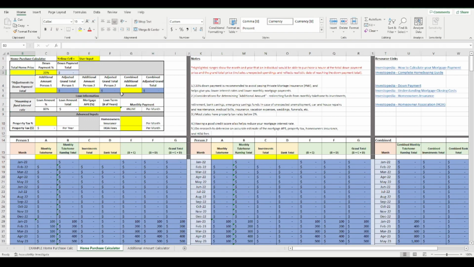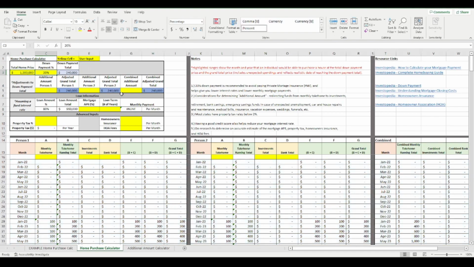In this example, we will assume a desired home purchase price of $1.2 million, a down payment percent of 20%. We will return to the additional amount boxes later. Mortgage APR of 2.5% and a loan term of 30 years. Property tax percent will be 1%. Homeowner's insurance will be $120 a month, and HOA fees will be $250 a month.